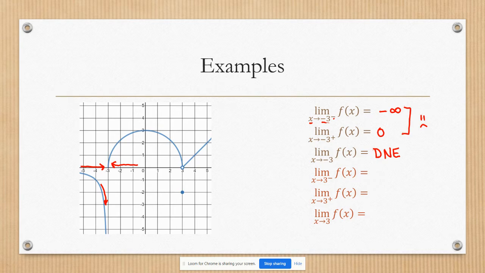Challenge yourself to try to do the limit as x approaches 3 from the negative and from the positive direction, and then unpause the video so you can see my explanation of that.